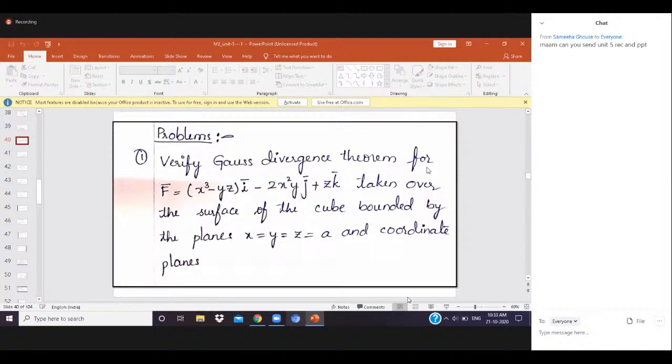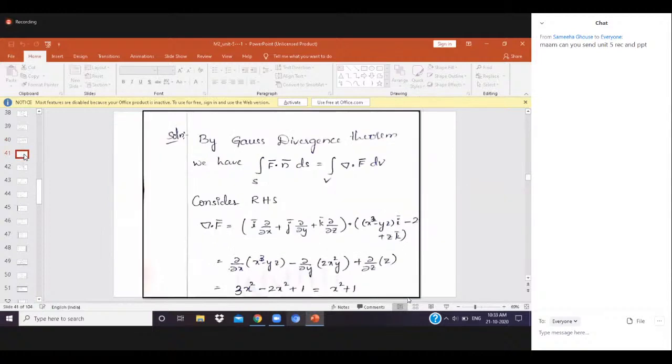So verify the Gauss divergence theorem for f bar given like this, taken over the surface of the cube bounded by the planes x equals y equals z equals a, and the coordinate axes. Coordinate axes indicate the lower limits are zeros and the upper limits are a. So for the Gauss divergence theorem we have integral S f bar dot n bar ds is equal to integral v divergence of f bar dv. First we are evaluating the RHS side, that is integral v del dot f bar dv.